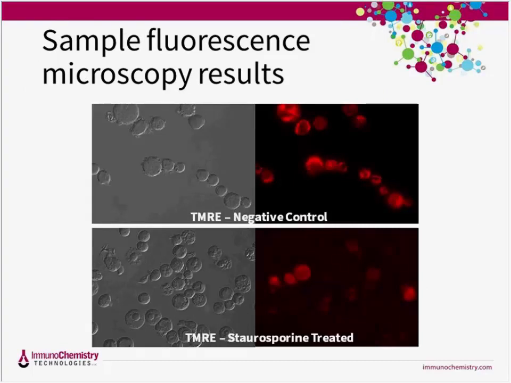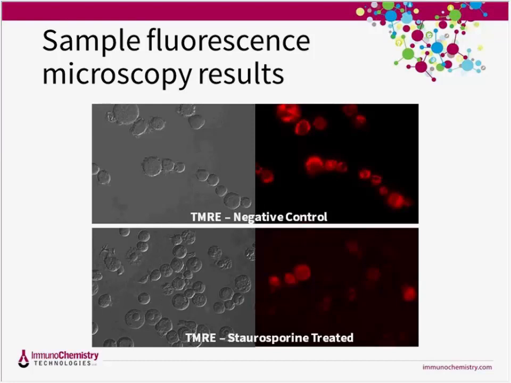So in these data, Jurkat cells were treated with either DMSO as the negative control, pictured in the top panel, or 1 micromolar staurosporine for 2 hours to induce apoptosis, pictured in the bottom panel. The cells were then stained with ICT's MitoPT TMRE, washed, and then differential interference contrast, or DIC, and fluorescent images were acquired.